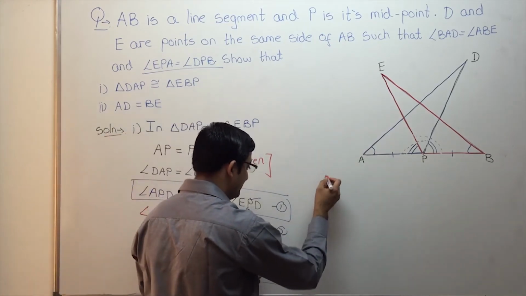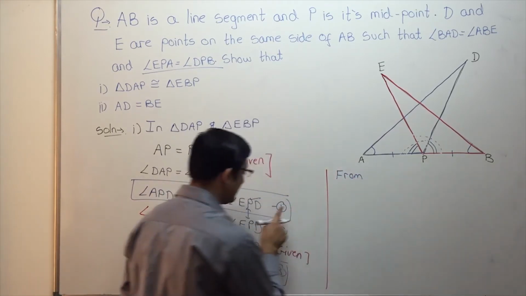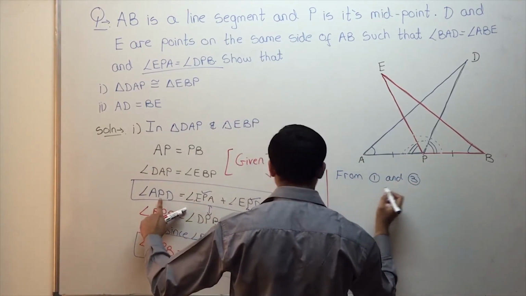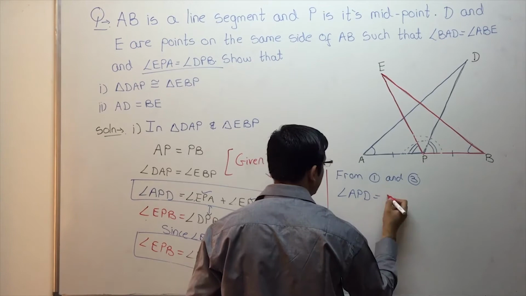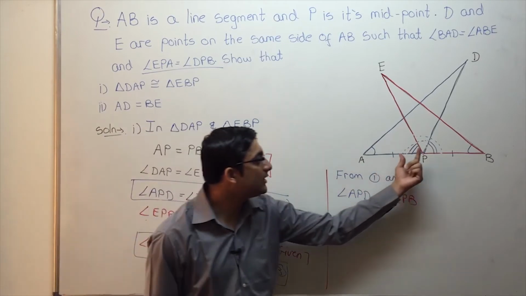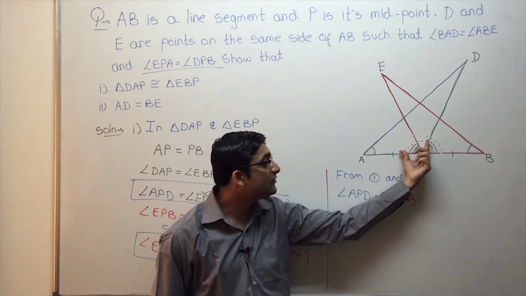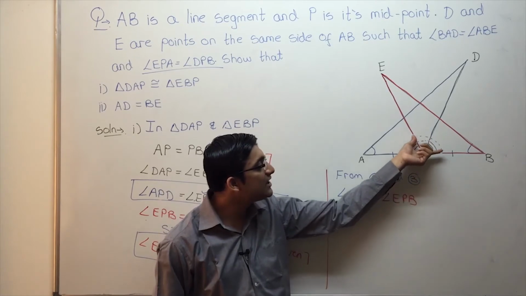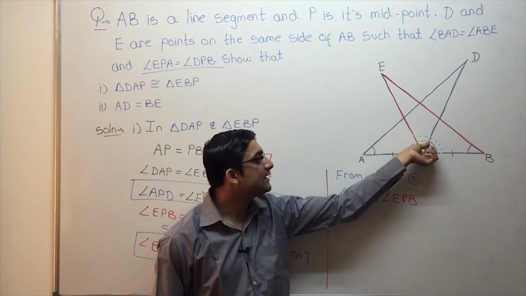So I'll write over here. This implies, that is from equation 1 and 3, we have angle APD is equal to angle EPB. Right? I repeat once again. What I did is, we are trying to prove the congruence of these two triangles. So this angle is given to us, but for the congruence we need the entire angle. So if we talk about the blue triangle, we need this entire angle. Similarly for the red triangle, we need this entire angle. So what is this entire angle? This angle plus this angle. What is this entire angle? This angle plus this angle.